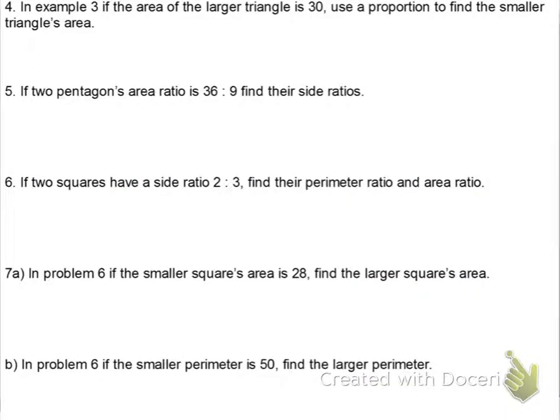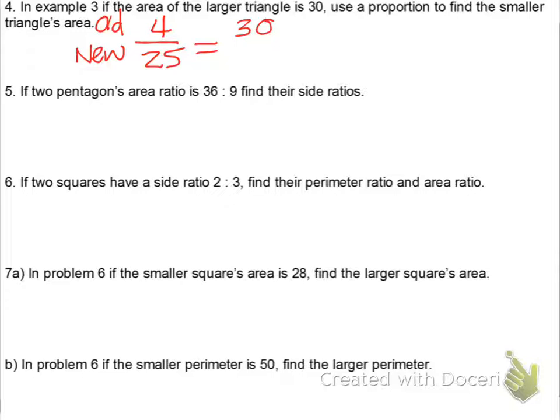Okay, number 4. In example 3, if the area of the larger triangle is 30, use a proportion to find the smaller triangle's area. So what we're going to use, we already found our area ratio. We figured it as being 4 to 25. This is where proportions come in handy when we don't have really easy numbers to work with. And so this is my old, and this is my new. So the old area is 30.